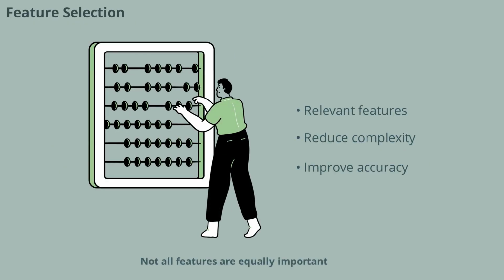Not all features are equally important. Feature selection is the process of identifying and using only the most relevant features for training. This reduces complexity, speeds up training, and can improve model accuracy. Techniques like correlation analysis and recursive feature elimination are commonly used for feature selection.